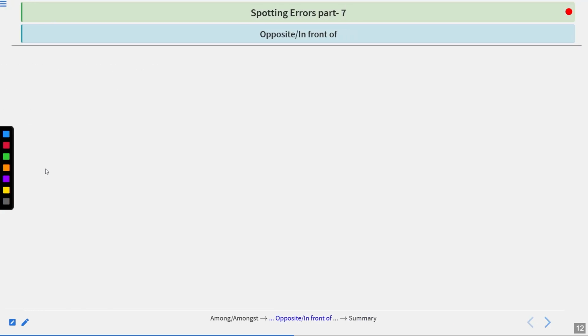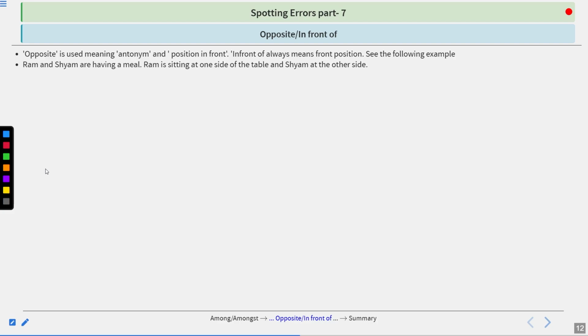Opposite or in front of. Opposite is used meaning antonym and position in front of. In front of always means front position. See the following example. Ram and Sham are having a meal. Ram is sitting at one side of the table and Sham at the other side. We will say Ram is sitting opposite Sham. So it means Ram is facing Sham.